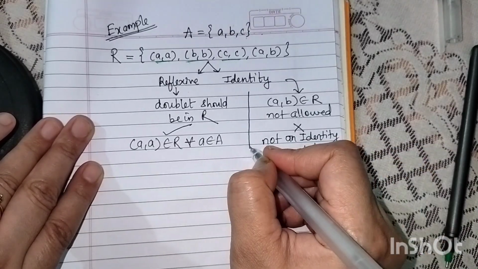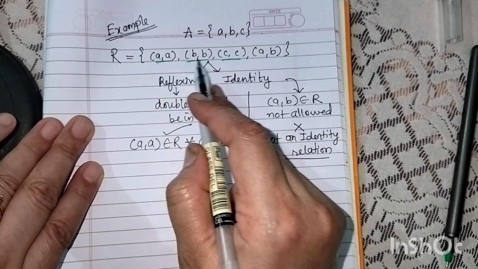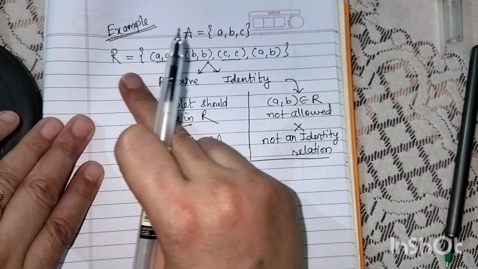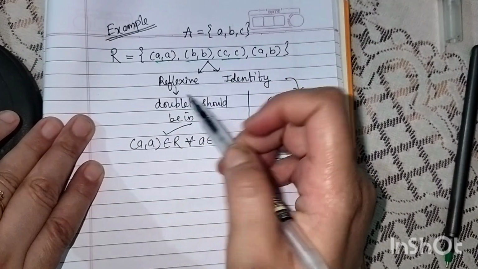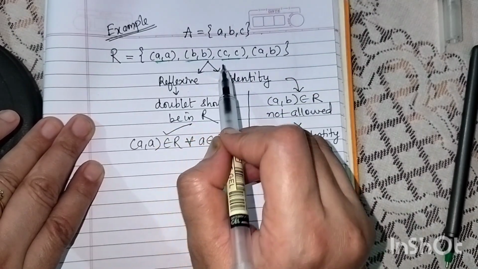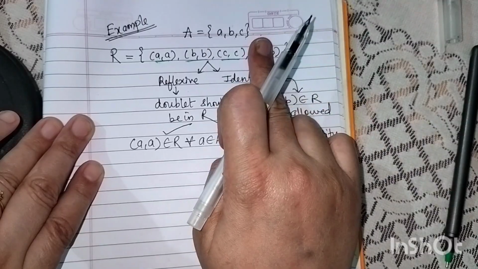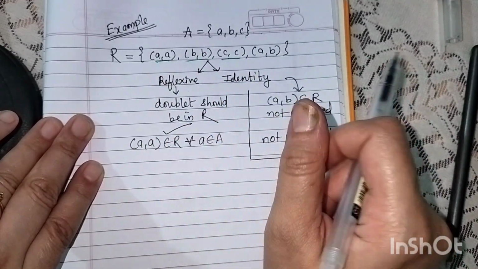In identity relation we need only (a, a), (b, b), (c, c), only this much. Okay, but in case of reflexive we have to look that the doublet should be there. If anything else is there, we don't see that, but the doublet should be there. Okay, so this is the relation.